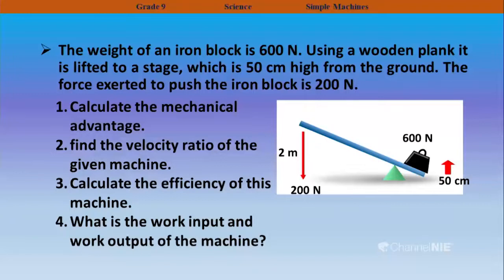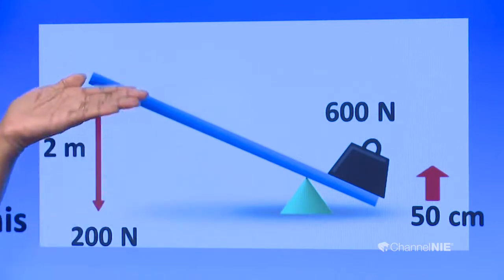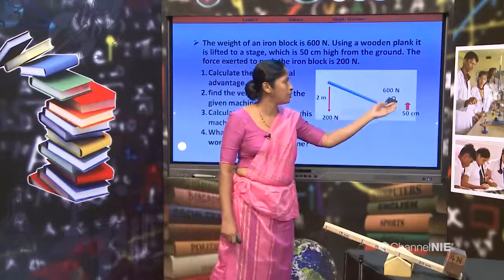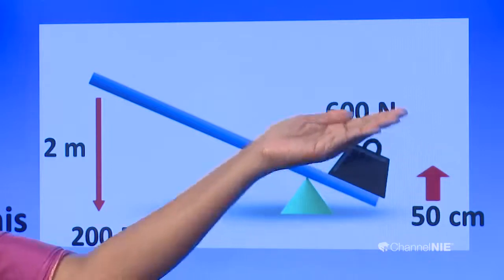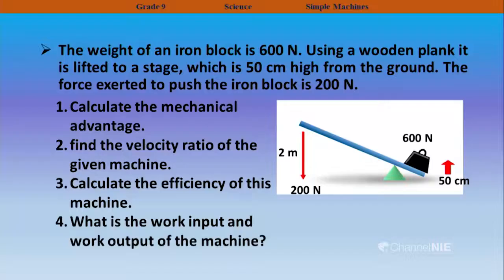You are given a simple machine and you know what kind of simple machine this is now. Yes, it is a first order lever, and a 600 Newton load should be raised by exerting a 200 Newton force, and the weight is 600 Newton and it is raised to 50 centimeters. Our first question: calculate the mechanical advantage.